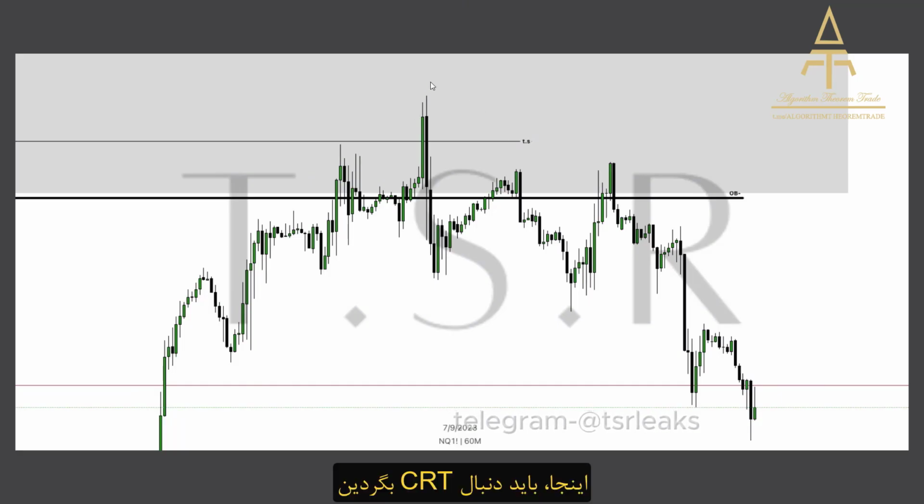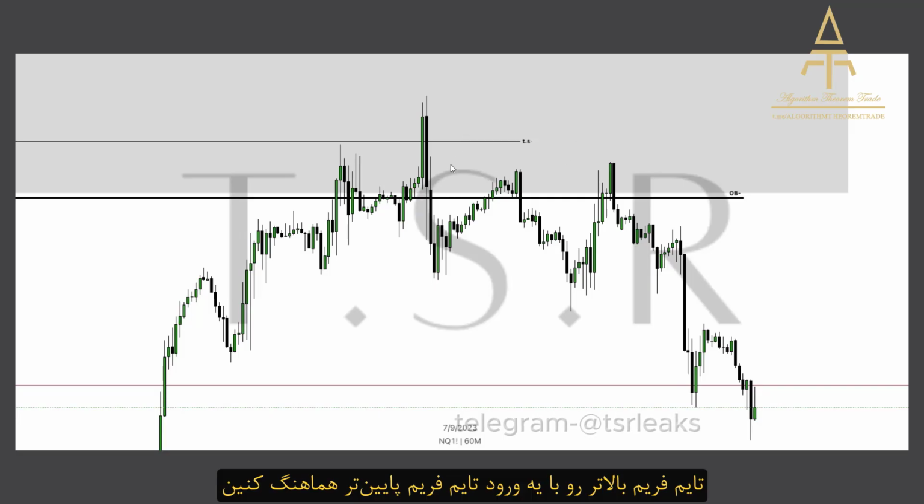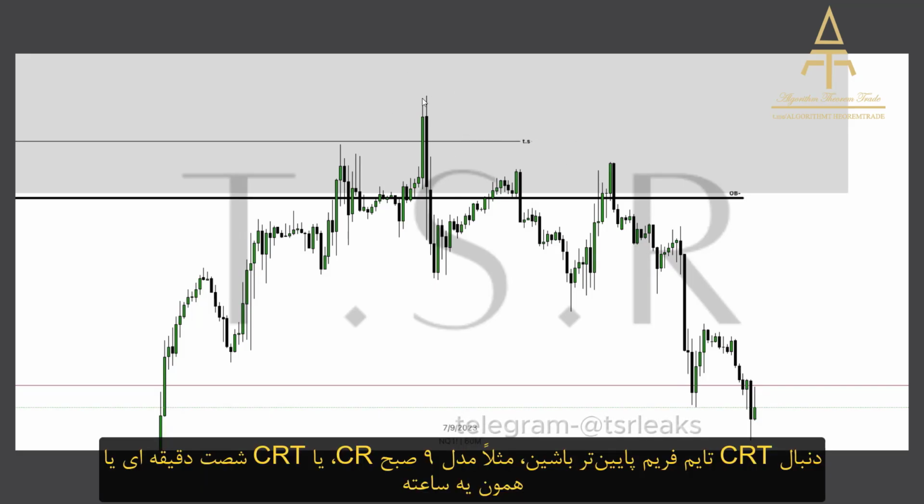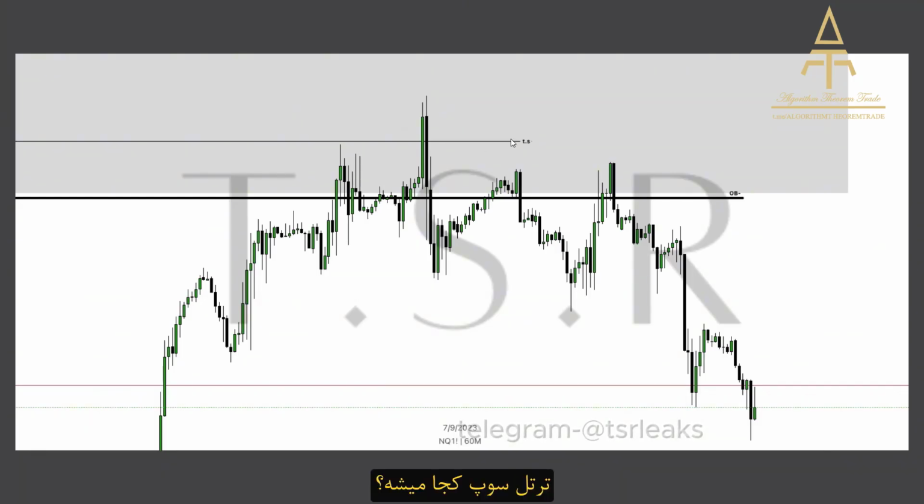Right here, you would look for a CRT. Align the higher time frame with a lower time frame entry. Look for a lower time frame CRT such as the 9 a.m. CR model, 60-minute, 1-hour CRT. Where? At the turtle soup.